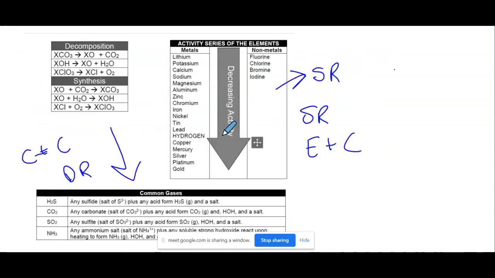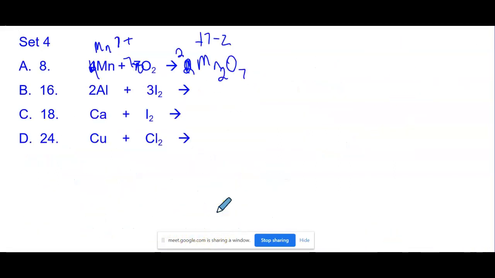Okay, so on your common gas chart, you're looking to see if you see an ending of S2, an ending of CO3, an ending of SO3, or a start of NH4. You kind of remember that in class? Yeah. Okay, so if those are true, then you also have to have an acid or a hydroxide. So those both have to be true for you to follow this pattern. So you have to have one of those 3 endings, or that start, plus an acid, or that start plus a hydroxide. So if we go back to the problem, I'm going to go back on my screen.